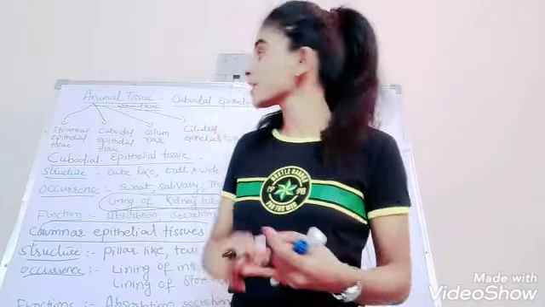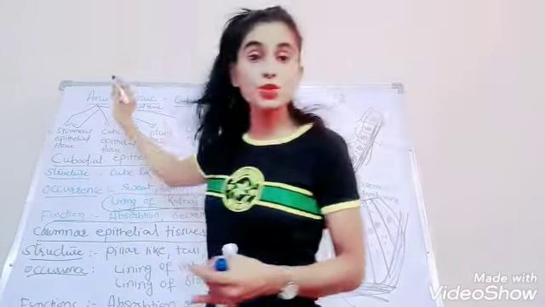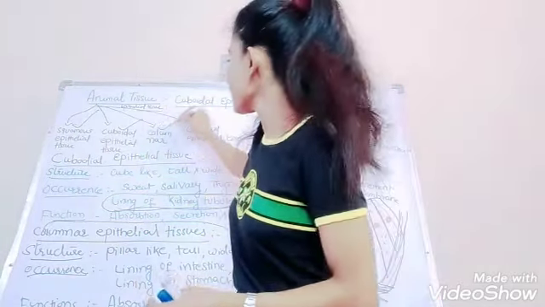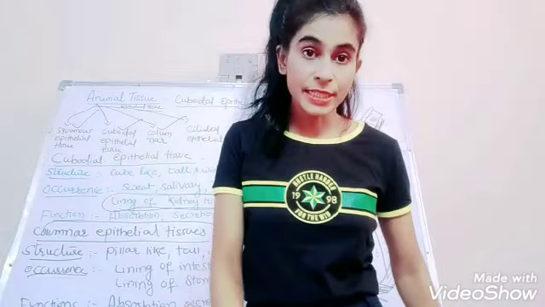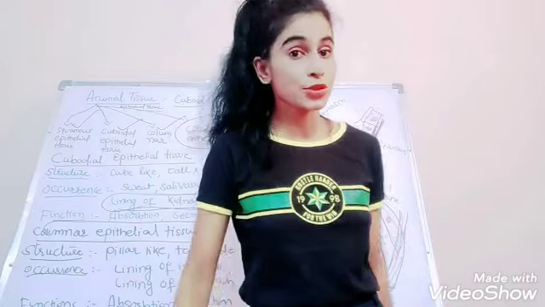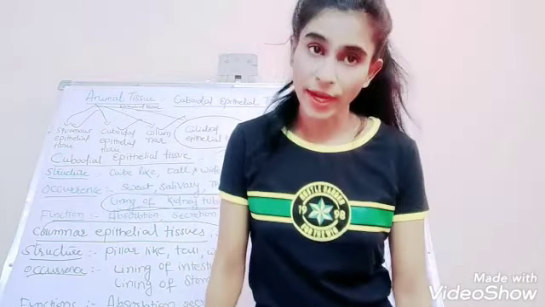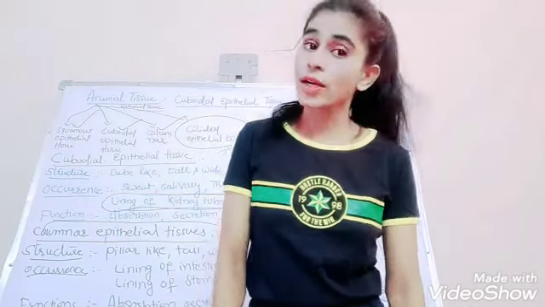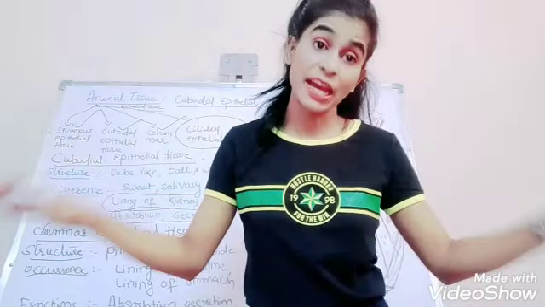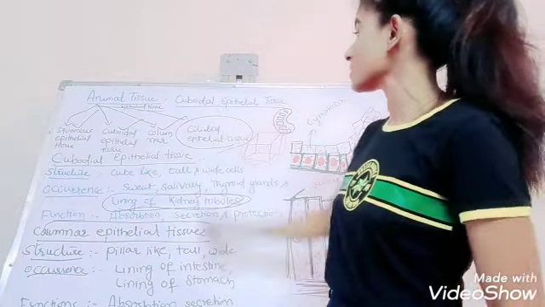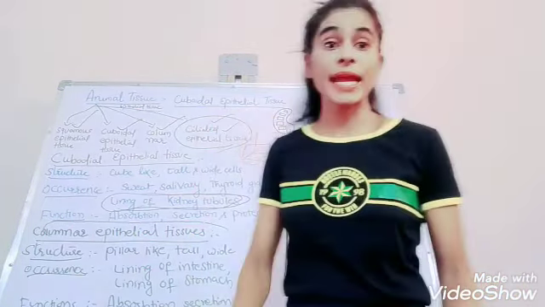So we are done with squamous epithelial tissue. The second is cuboidal epithelial tissue. We are done. The third is columnar epithelial tissue. And the last one is ciliated epithelial tissue that we are going to discuss right now. The only thing is that you need to remember the structure, occurrence and function of each and every tissue. So without further delay, let's start the last one, ciliated epithelial tissue.